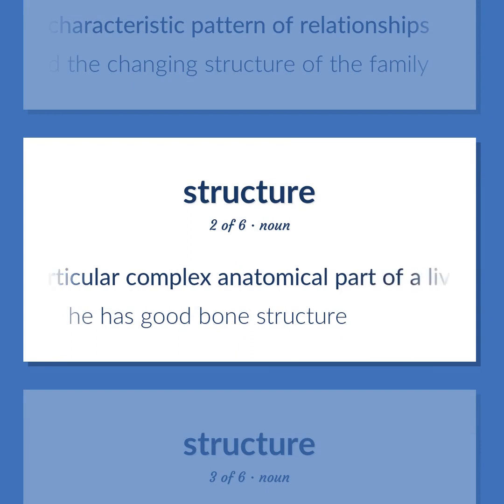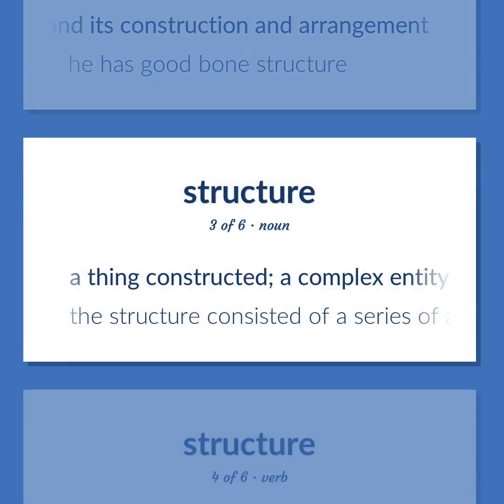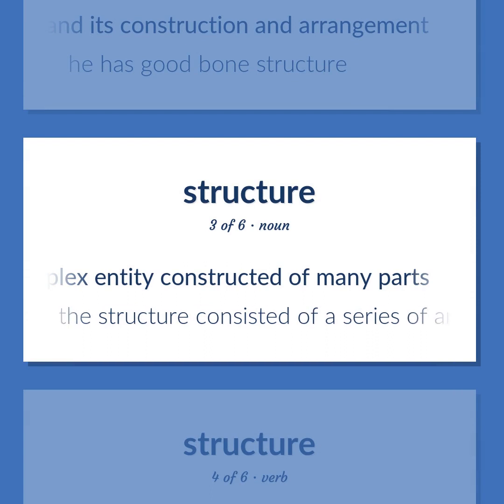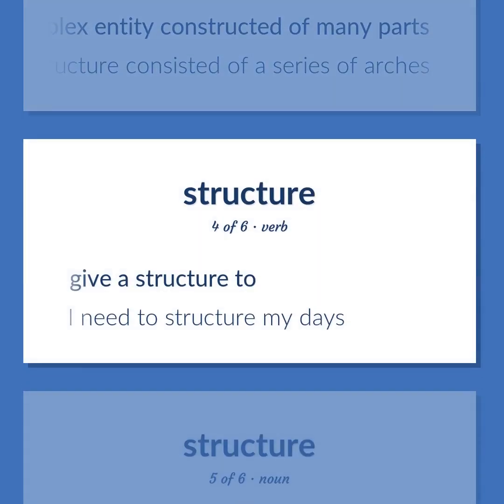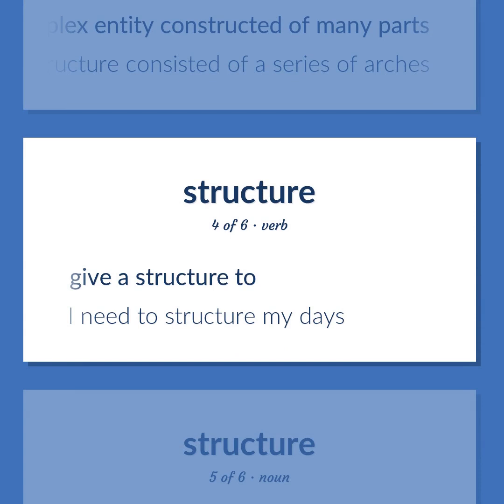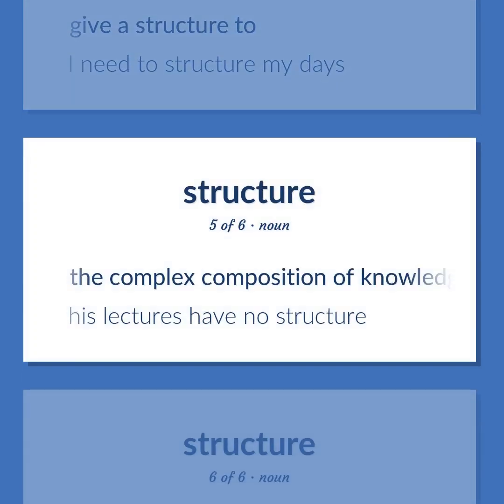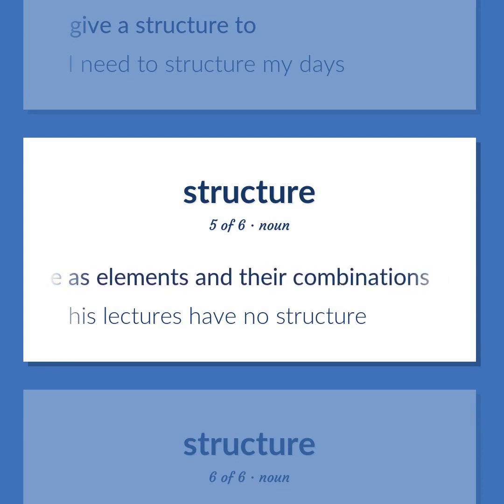A particular complex anatomical part of a living thing and its construction and arrangement. He has good bone structure. A thing constructed, a complex entity constructed of many parts. The structure consisted of a series of arches. Give a structure to. I need to structure my days. The complex composition of knowledge as elements and their combinations. His lectures have no structure.